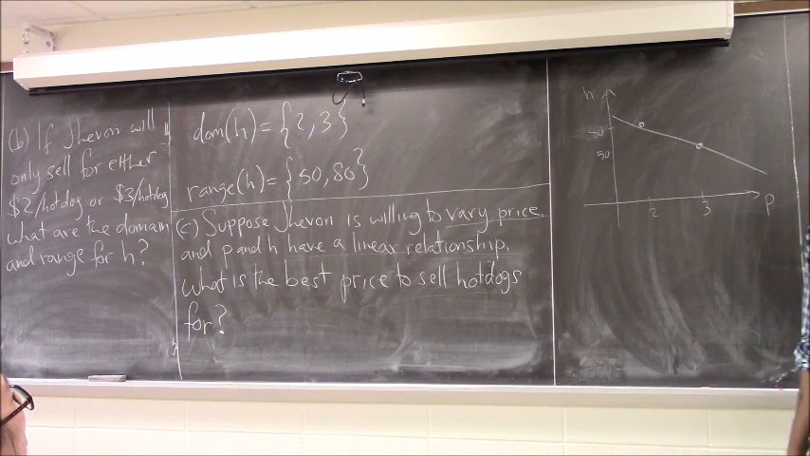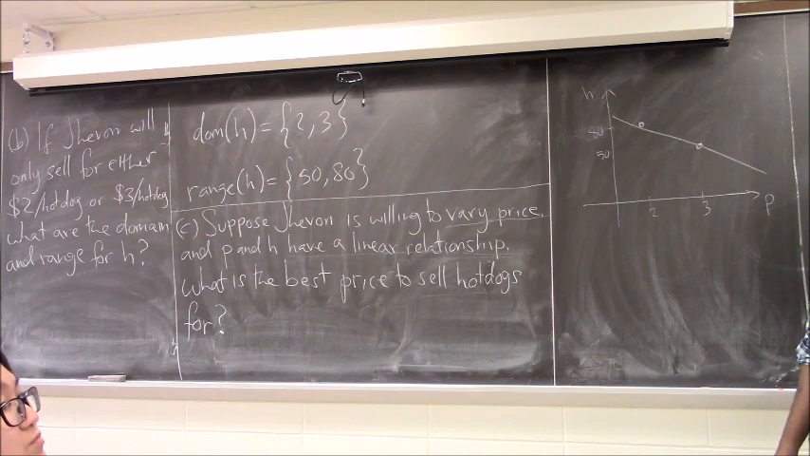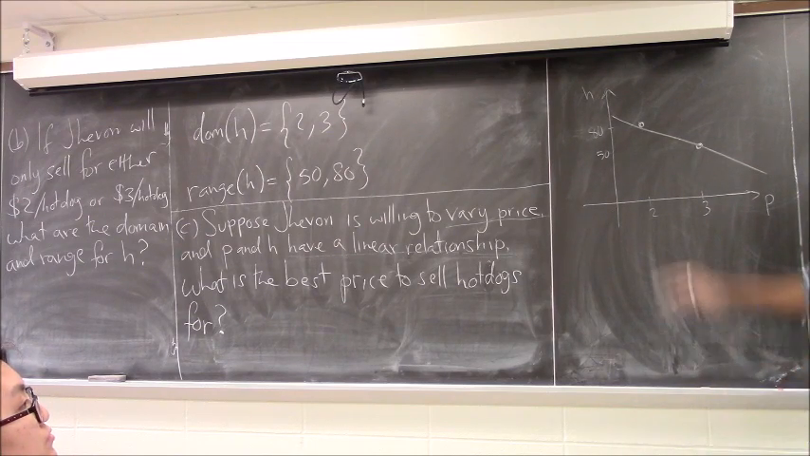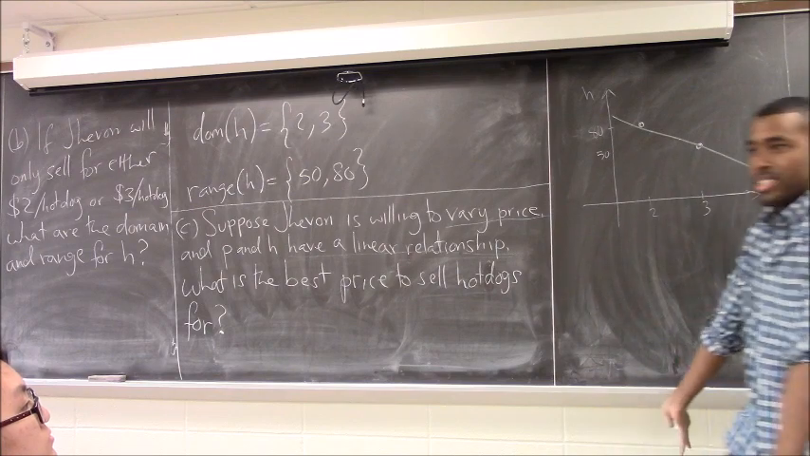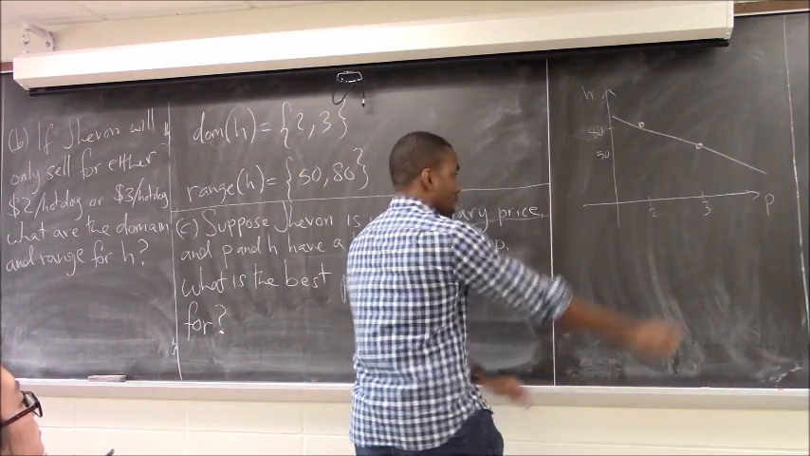Okay, we need to know the function. How do we find the function? It's a straight line, which means it has the equation of a straight line, y equals mx plus b. So we need to find the slope, which is the m, and then the rest. Okay, so how do we find the slope?